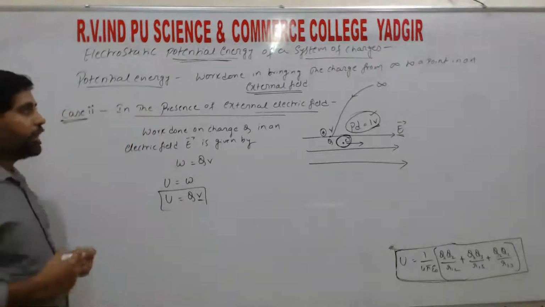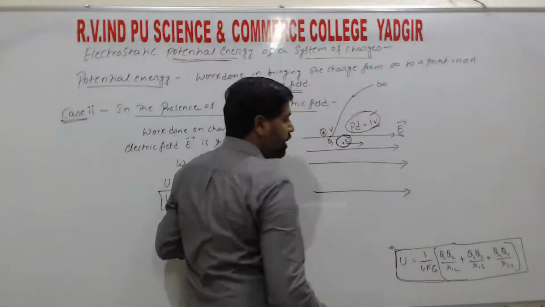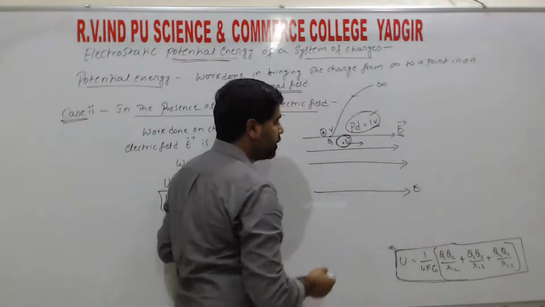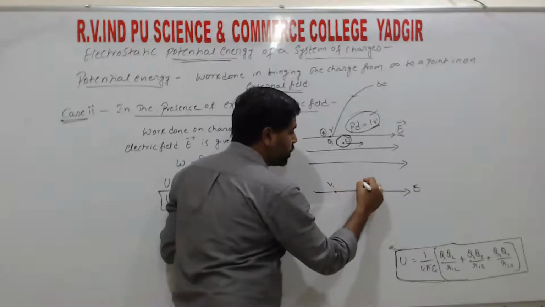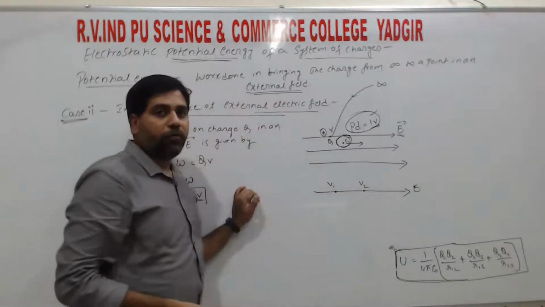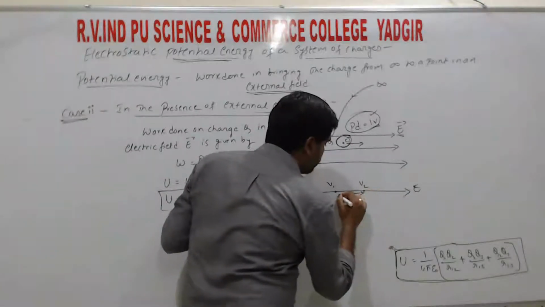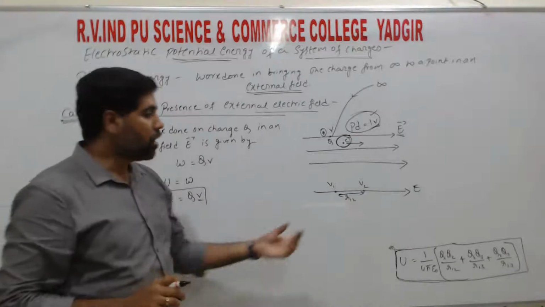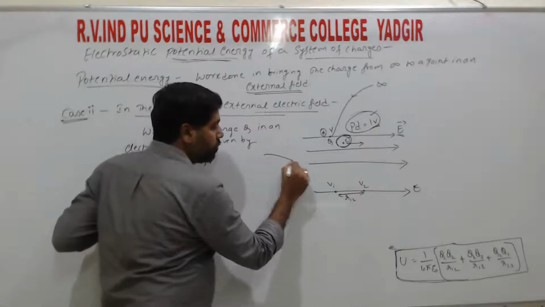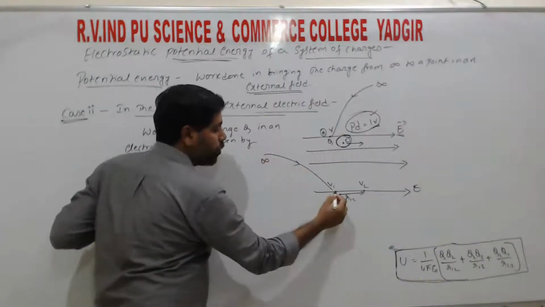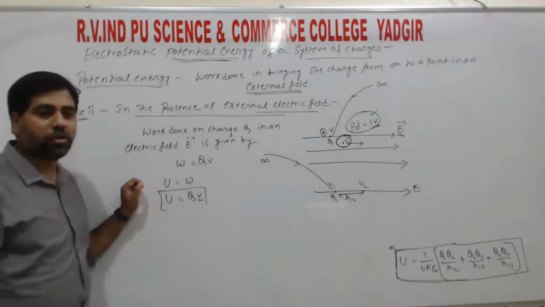Next, we are discussing the system of charges. Again, here we have the electric field E. Consider two potentials in the electric field at a distance R12, calling them potential V1 and potential V2. Now, bringing the charge Q1 from infinity to the point where the potential is V1, that one is Q1.